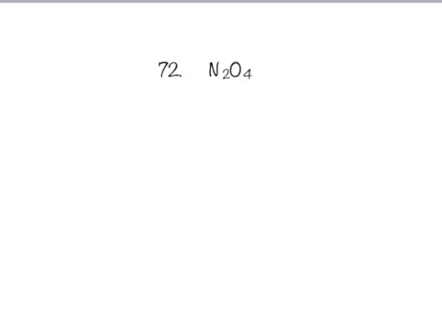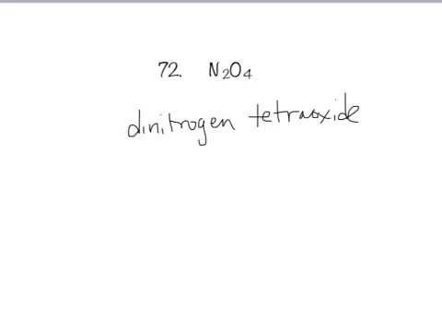Okay, this is another one we'll use the prefix system for because we have two nonmetals. This would be dinitrogen tetraoxide, or you could say tetroxide, it wouldn't matter. So dinitrogen tetroxide.